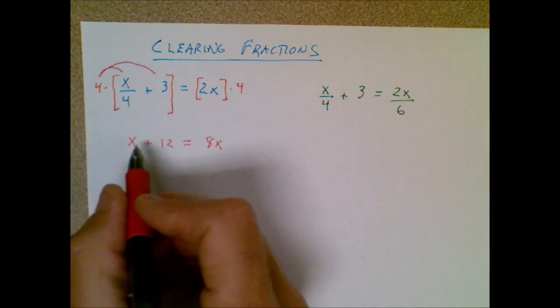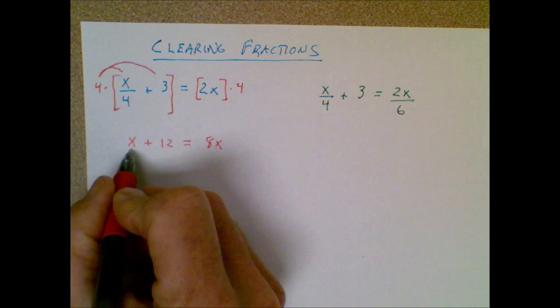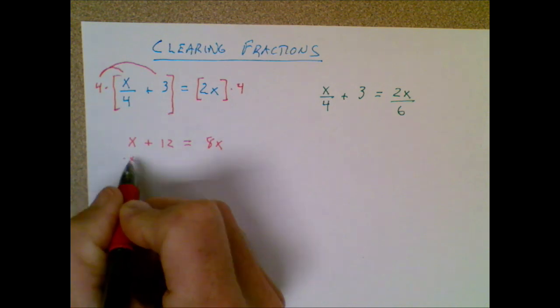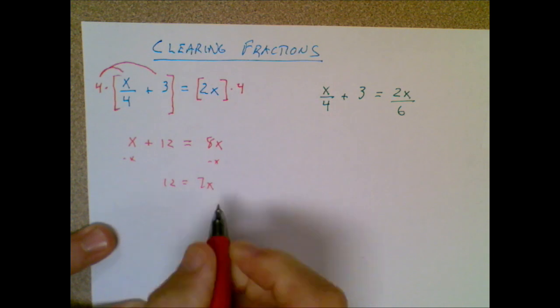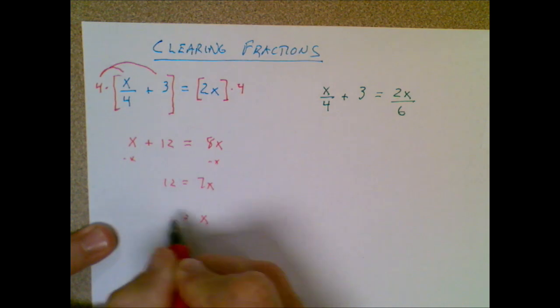I have variables on both sides, so I'll move this x to the other side by subtracting x from each side, and I get 12 equals 7x. Divide each side by 7, and I have my answer.